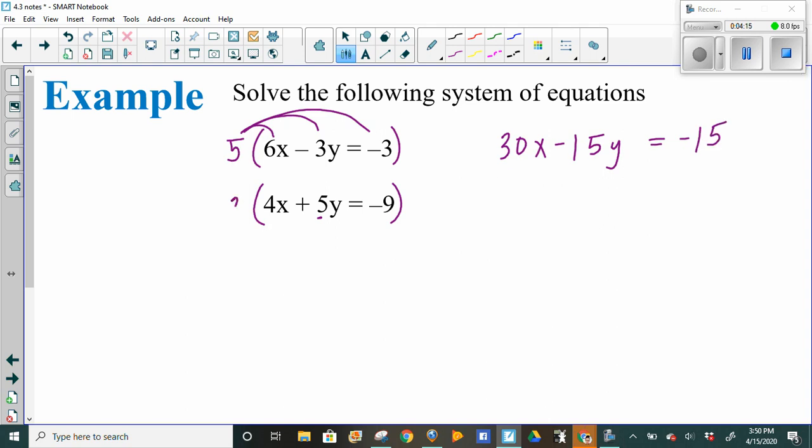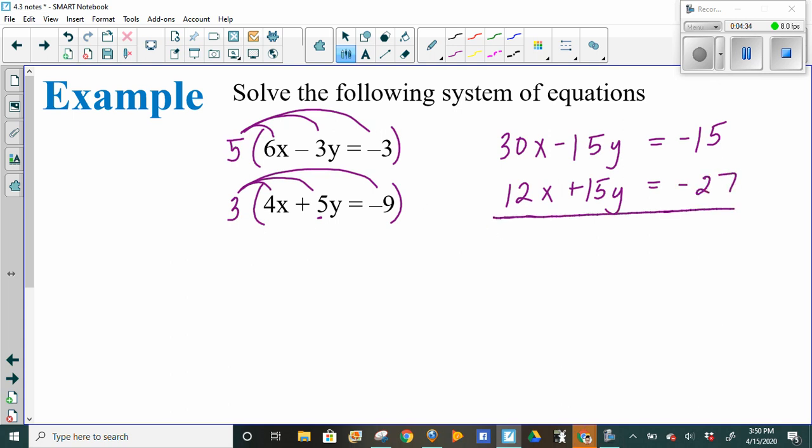This equation I'm going to multiply by 3, okay? Because when I multiply everything by 3, you're going to see what's going to happen. 4 times 3 is 12. 3 times 5 is 15. And 3 times -9 is -27.